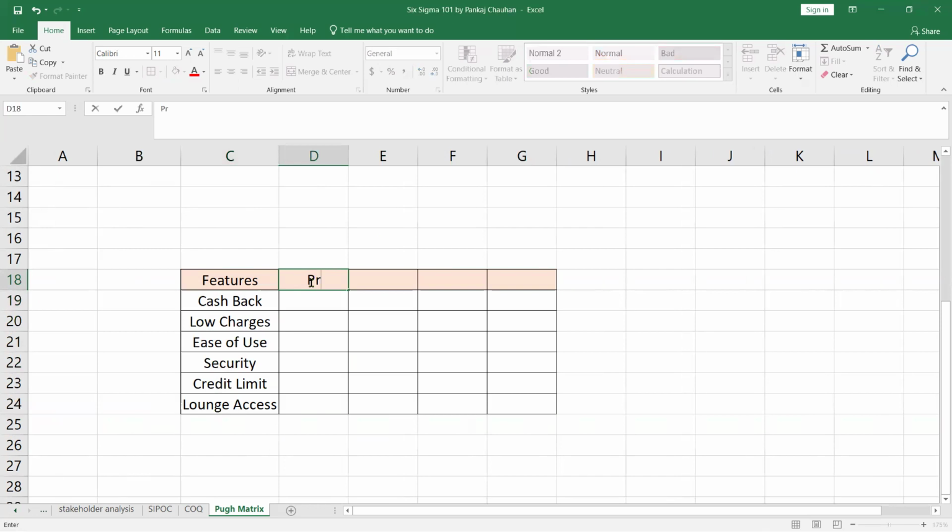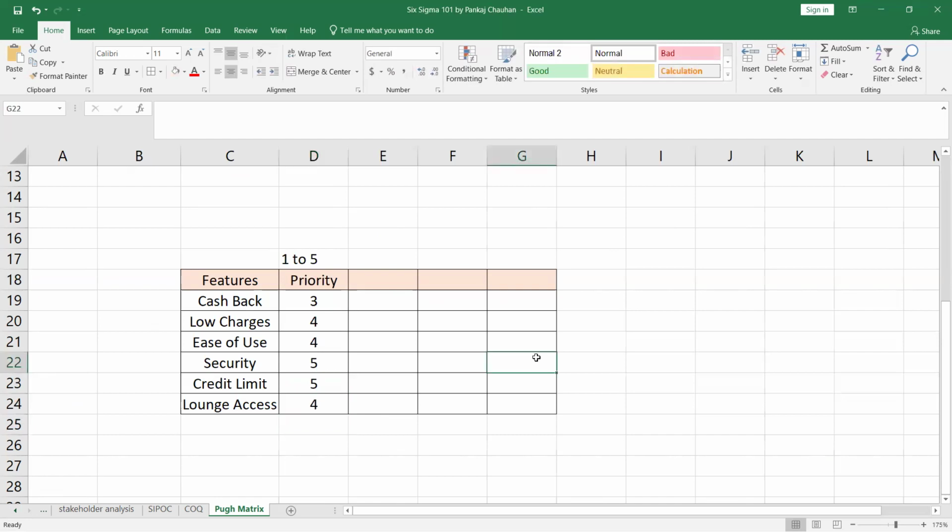Now you will be deciding the priority for each. So maybe you are using a scale of 1 to 5. So cashback is what priority? Let's say I don't have any cashback priority, maybe neutral, I'm marking it as a 3. Low charges is important for me, so maybe I mark it as a 4. Ease of use is 4. Security is the topmost priority, 5 of 5. Credit limit, maybe 5 of 5. I need a higher limit. Lounge access, not so much. Let's say 4 here. All right.